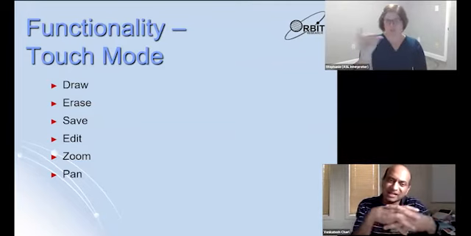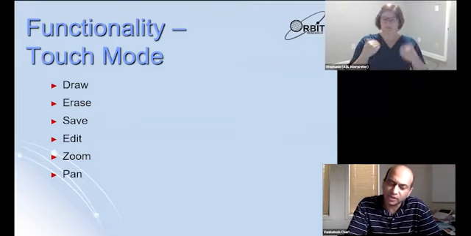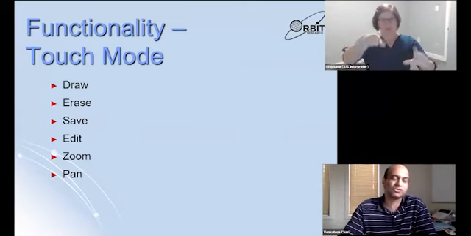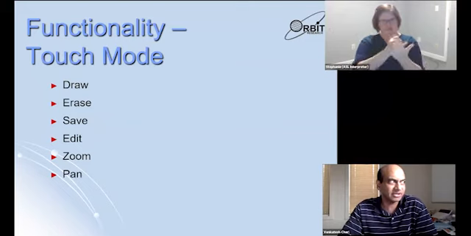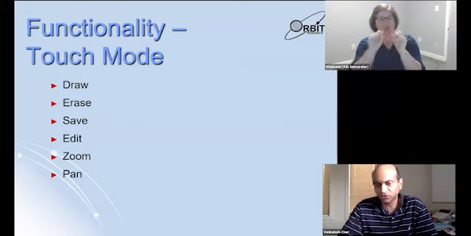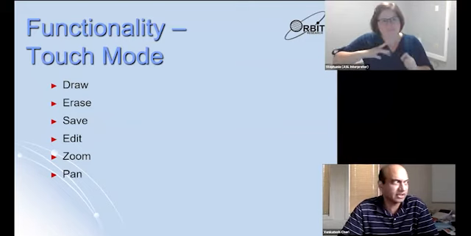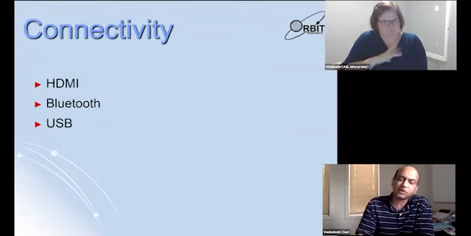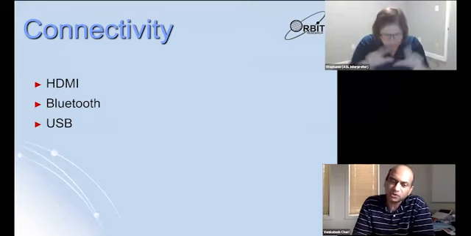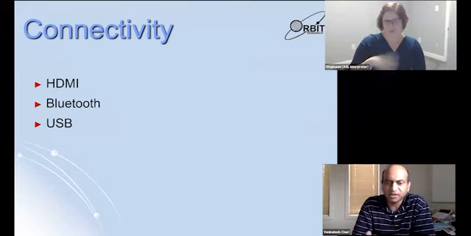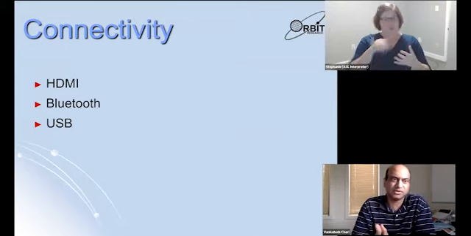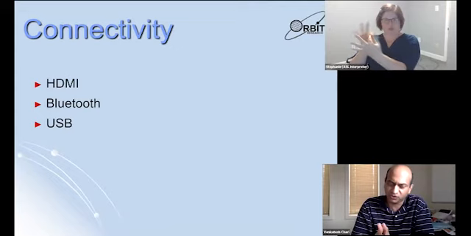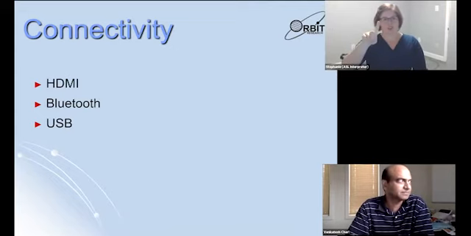It also has a draw mode. So the entire panel is a touch screen, and you can draw on it with your finger. You can erase, you can save, you can edit pictures that already exist, and you can zoom and pan within them. So for connecting to other devices, which is where most of its power is derived, the product has 3 different interfaces. It's got HDMI, it has Bluetooth and USB, and in the future we'll also have Wi-Fi available.